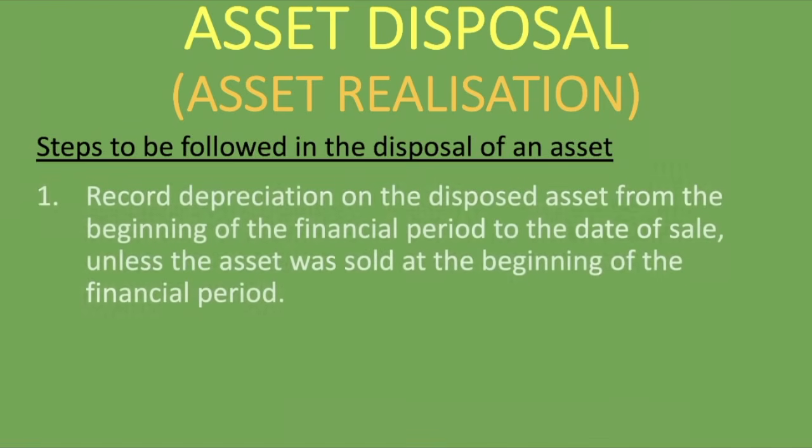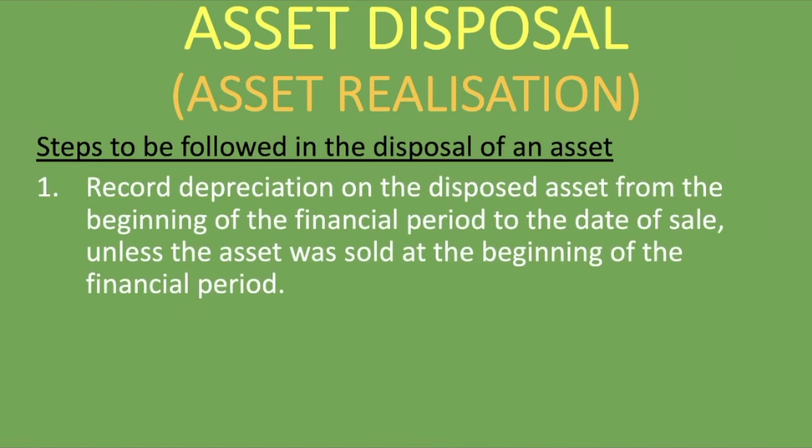The first step is to record the depreciation of the disposed asset from the beginning of the financial period to the date of sale, unless the asset was sold at the beginning of the financial period. Now, we'll go through an example just now, but scenarios might be different in many different examples. But these steps are very key. You will follow them regardless of the information that you're given. But here we are saying that you need to know what the depreciation is from the beginning of this particular financial period until the date of disposal.